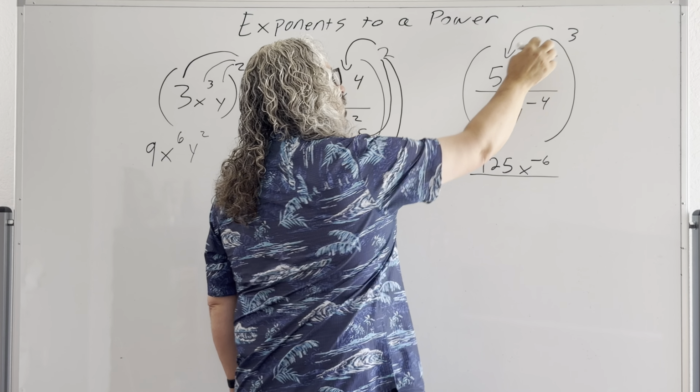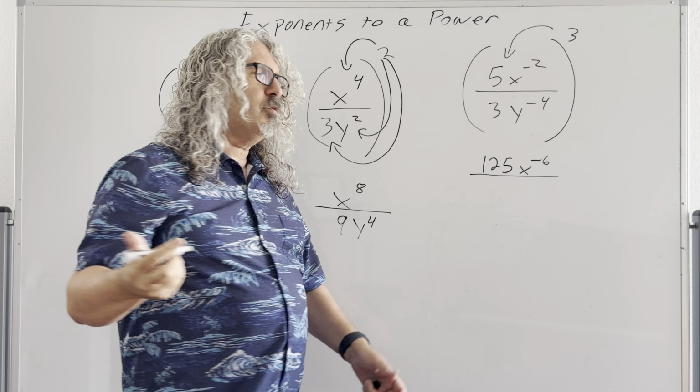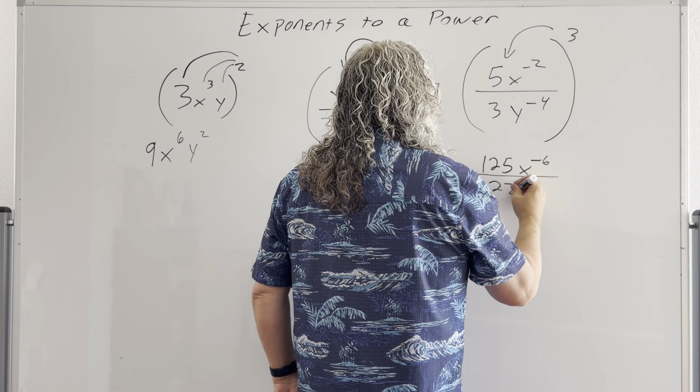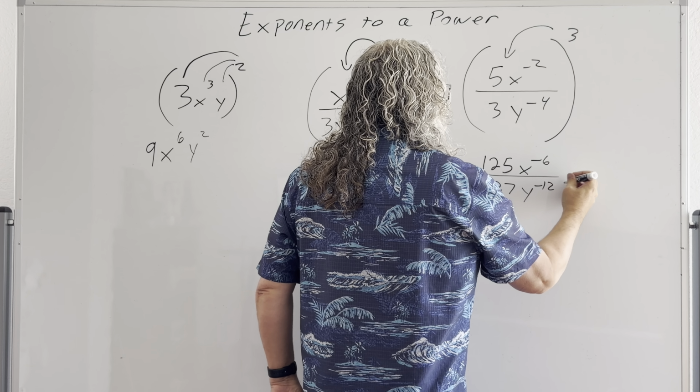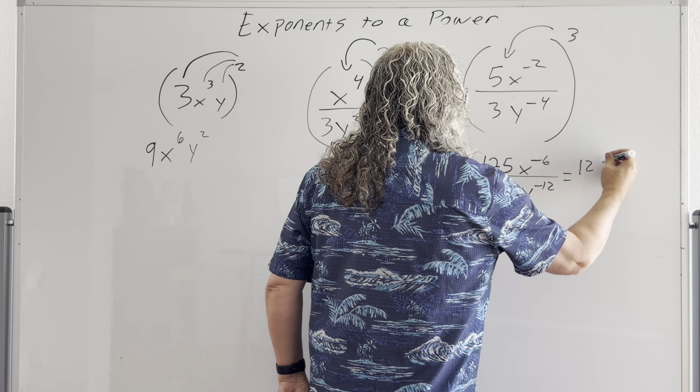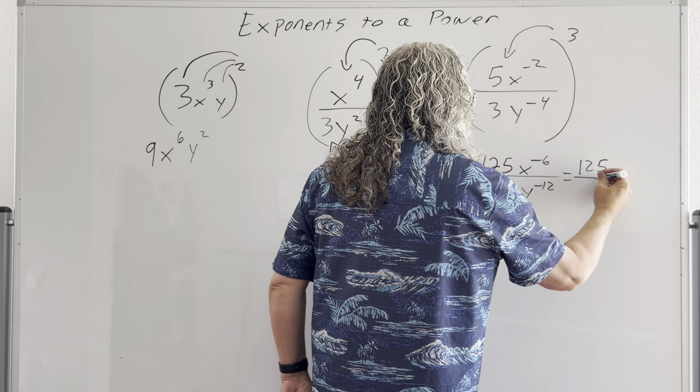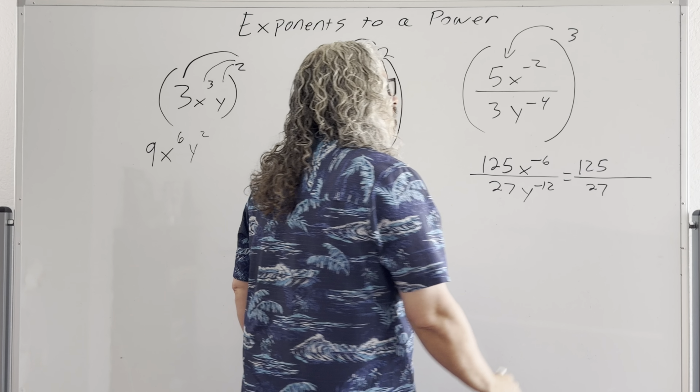How about the bottom? You know what 3 cubed is? 3 times 3 is 9. 9 times 3 is 27. Y to the negative 4 times 3 is y to the negative 12. Now, what we can do is 125, 27.